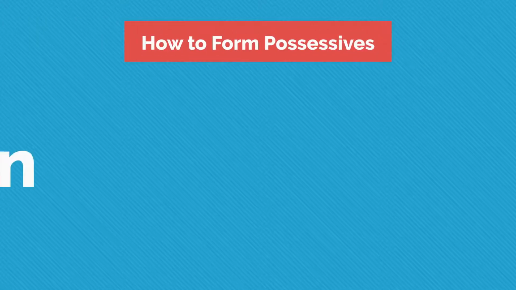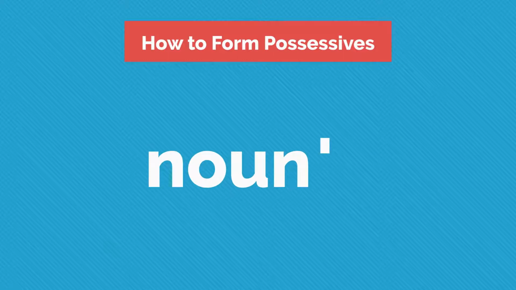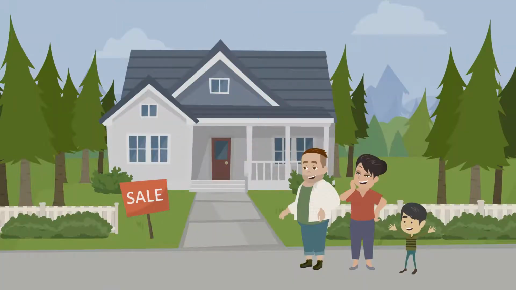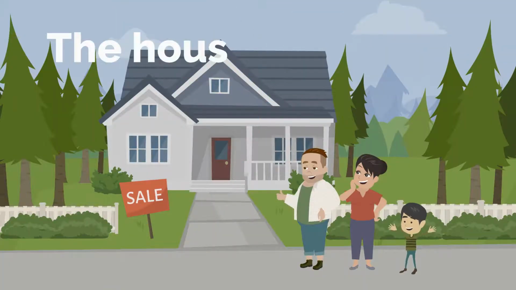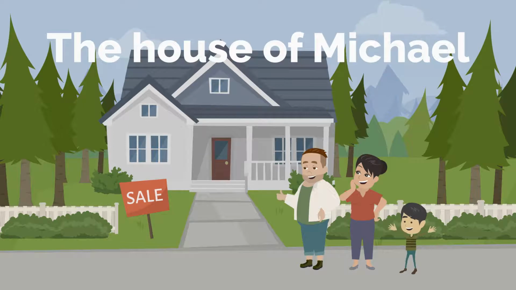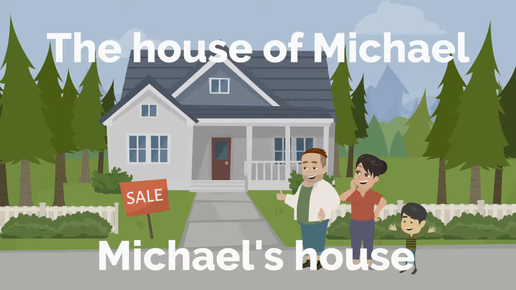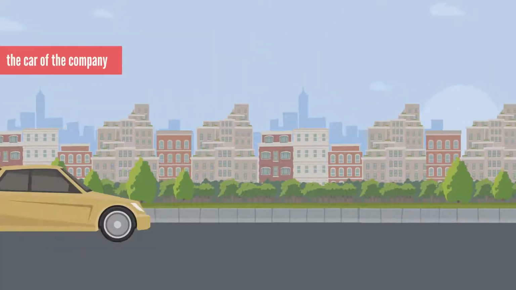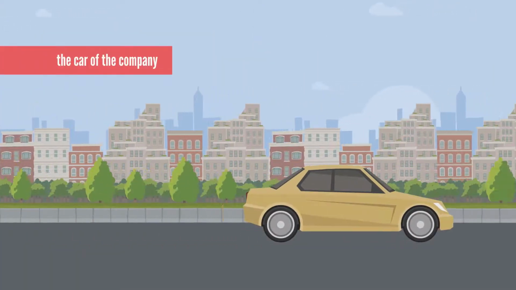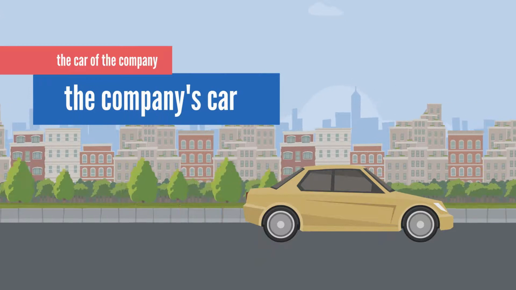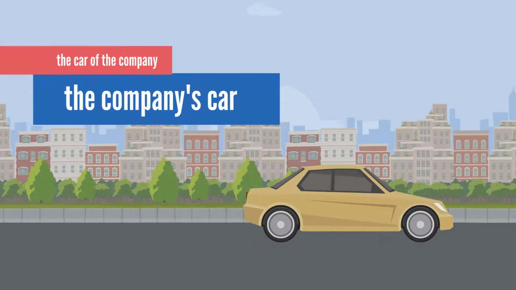Possessives are formed by adding apostrophe plus s after a noun that doesn't end in s. For example, the house of Michael equals Michael's house. This means Michael owns the house. The car of the company equals the company's car. This means that the company owns the car.